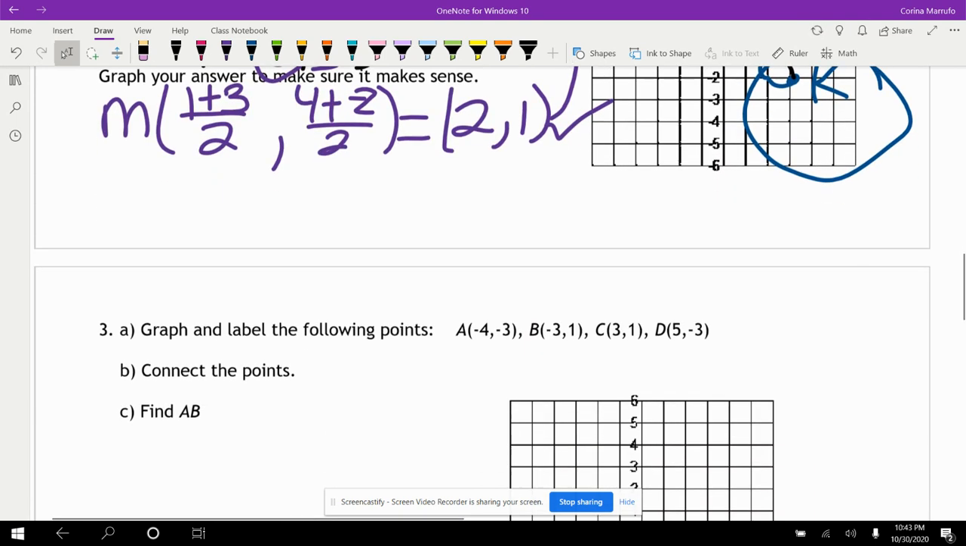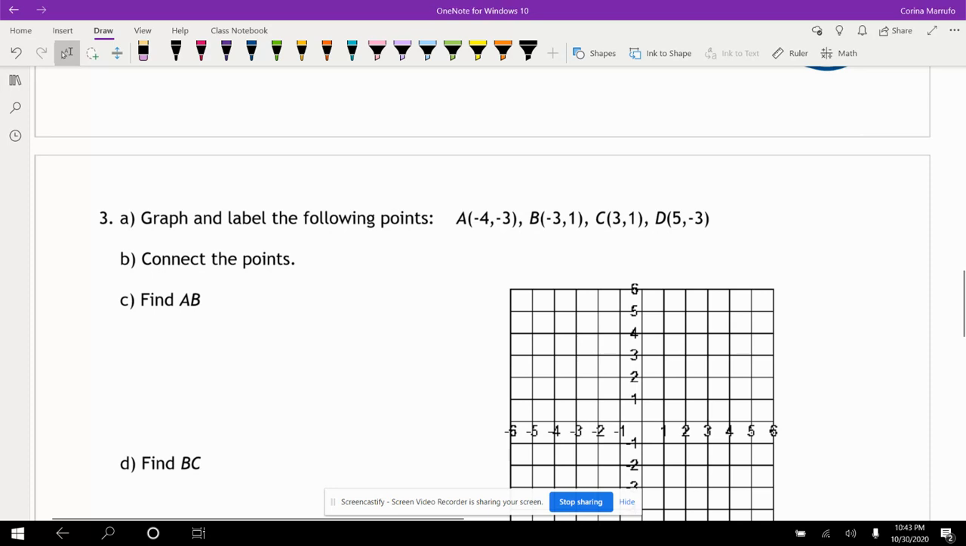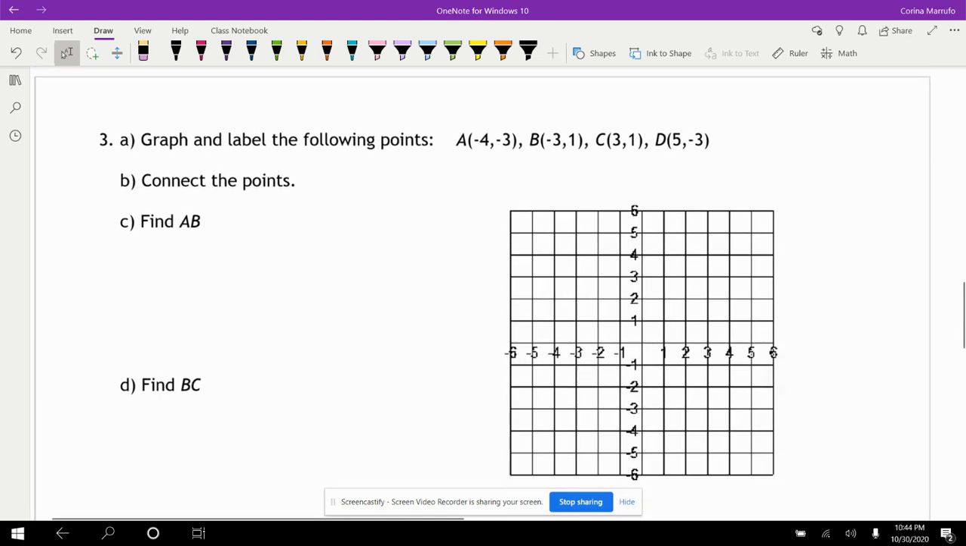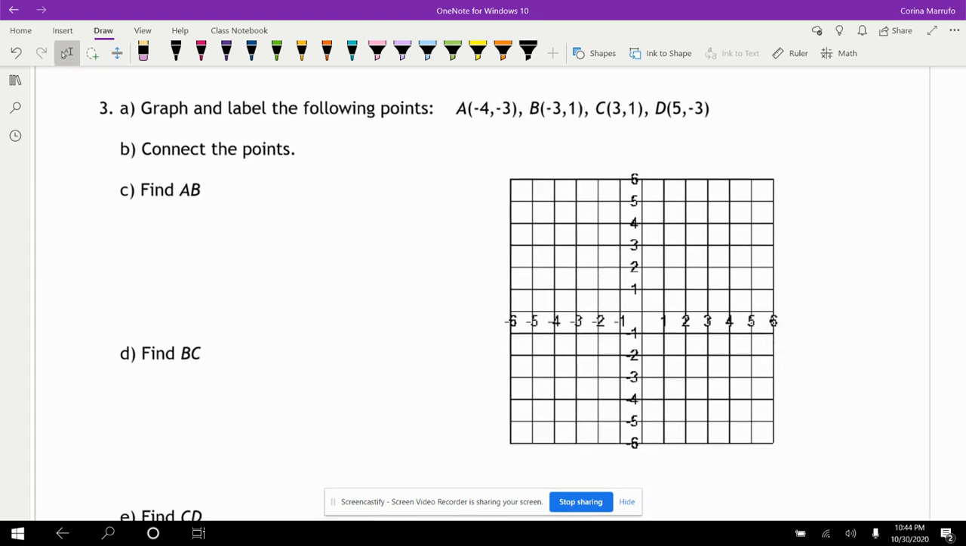All right, moving on. So here it says graph and label the following points. They give us A, B, C, and D. They want us to connect the points, and when we connect the points, we connect them in alphabetical order. So let me go ahead and start off with point A, which is (-4, -3). Remember, you have to label them. And then here we have B, which is (-3, 1).